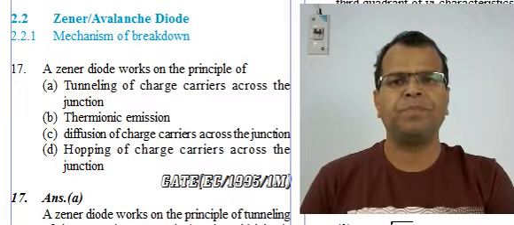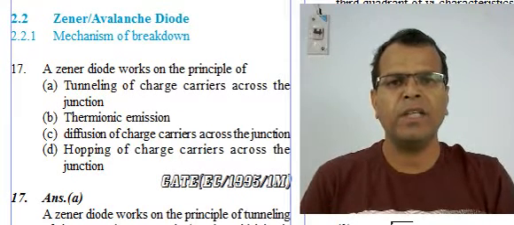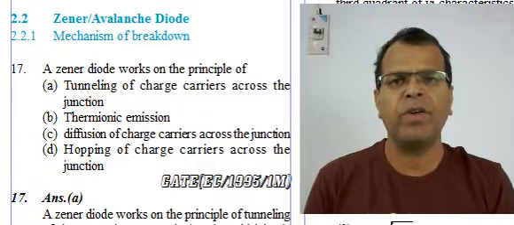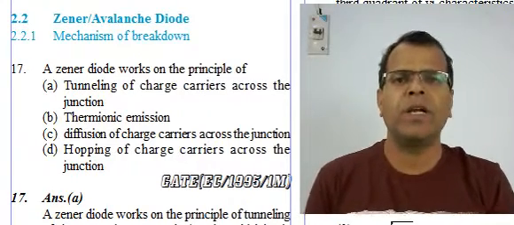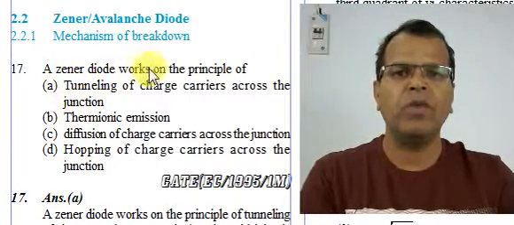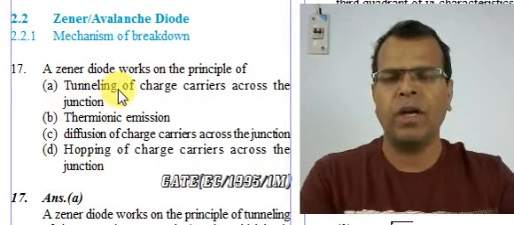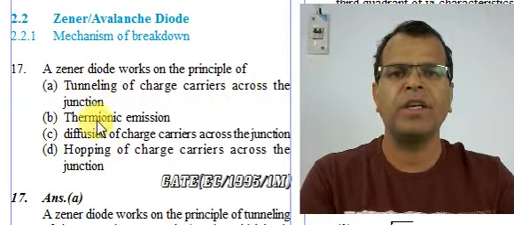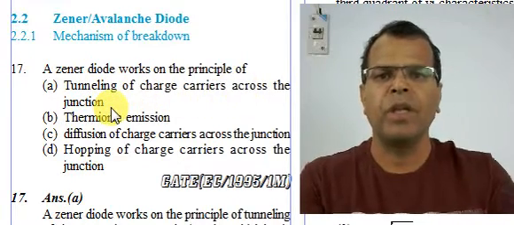Hello friends, now let us see the questions in GATE exam from special purpose diodes. The first we will be talking about is the Zener diode. The first question from Zener diode is: a Zener diode works on the principle of, and that principle I have already mentioned, that is tunneling of charge carriers across the junction.